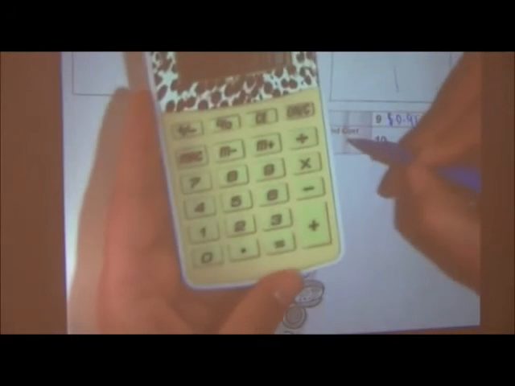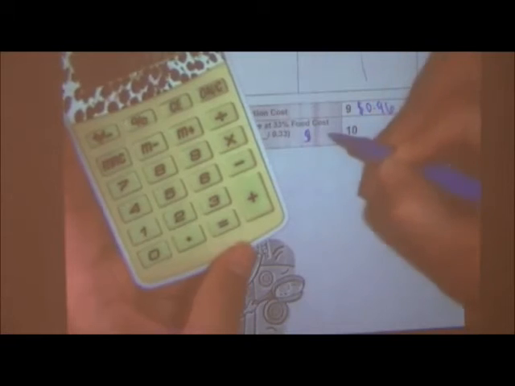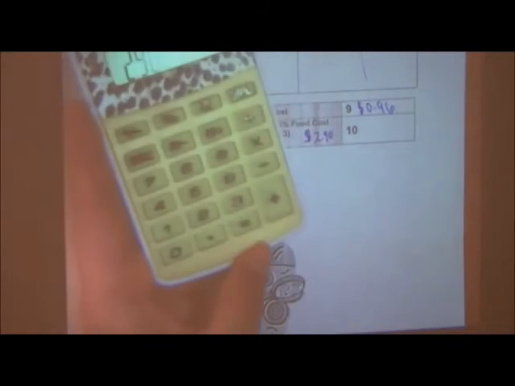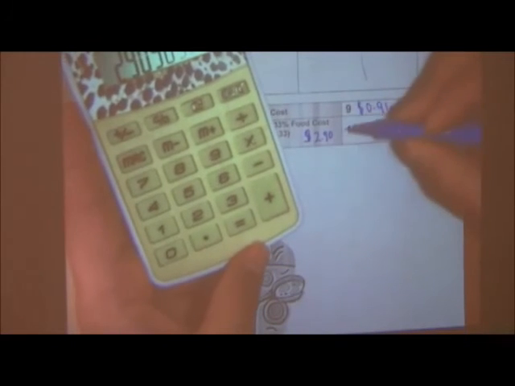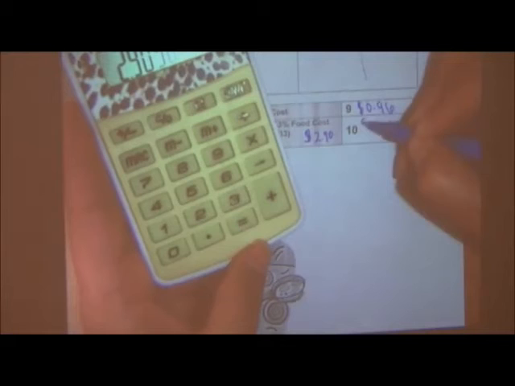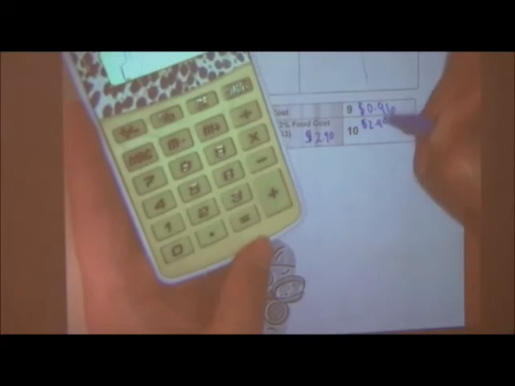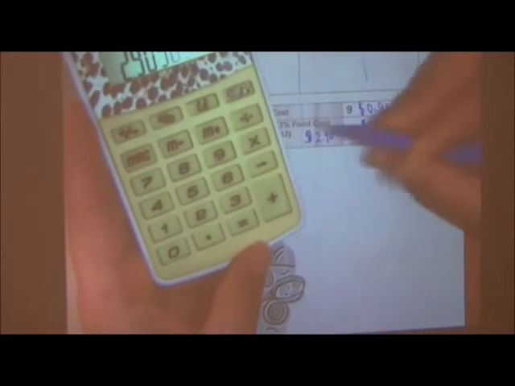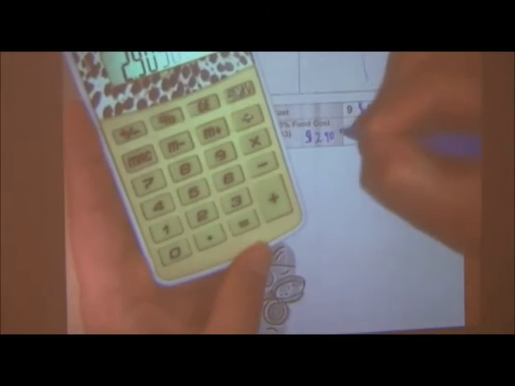$2.90. Now, my restaurant is really nice and fancy. We don't do 96 cents on the menu. So what I'm going to do is put $2.96. Oh, sorry, and 90 cents. I don't know why I keep saying 96 cents. Actually, it's 91 because I didn't round up. It's $2.91.